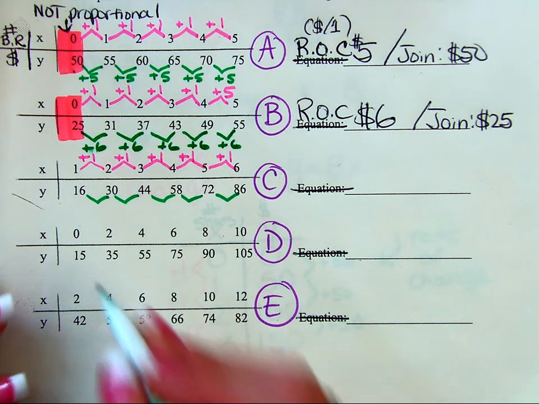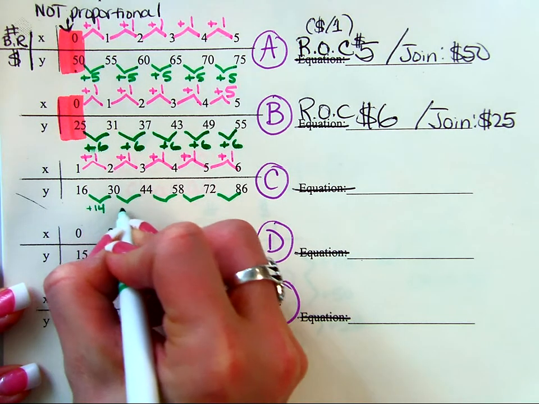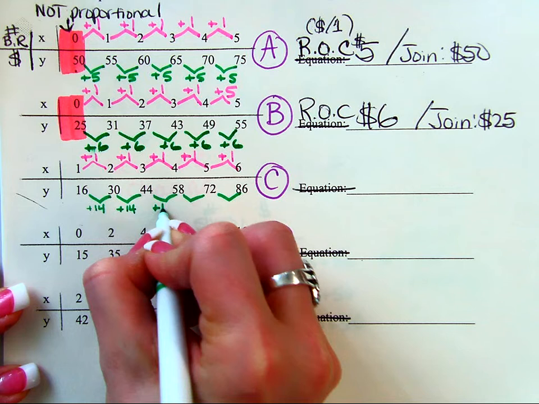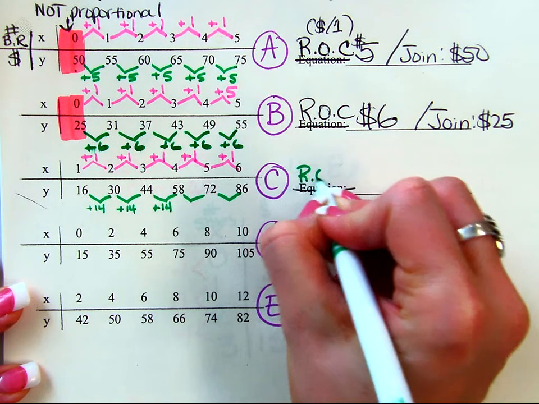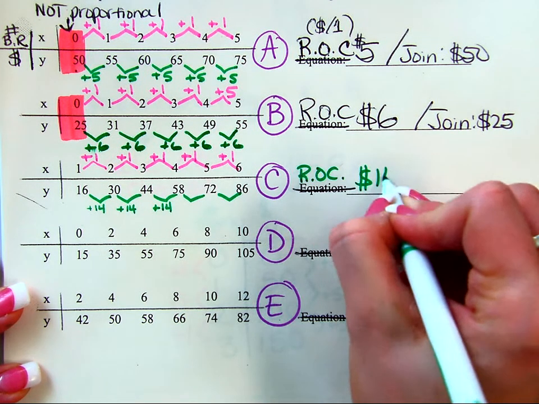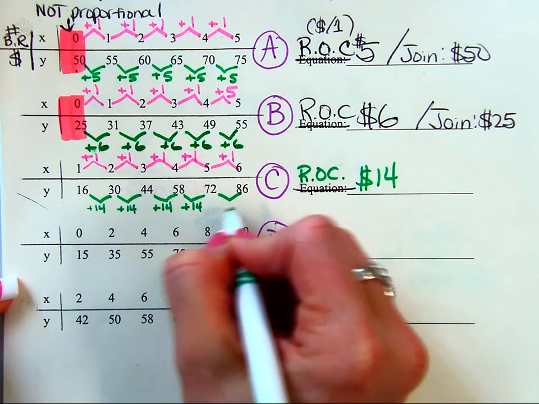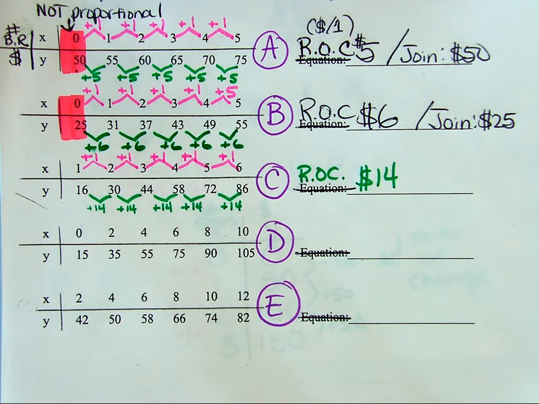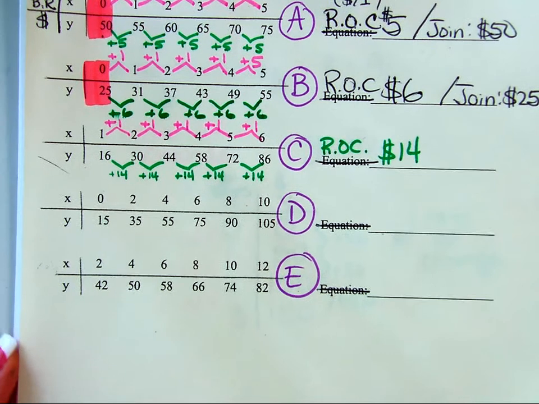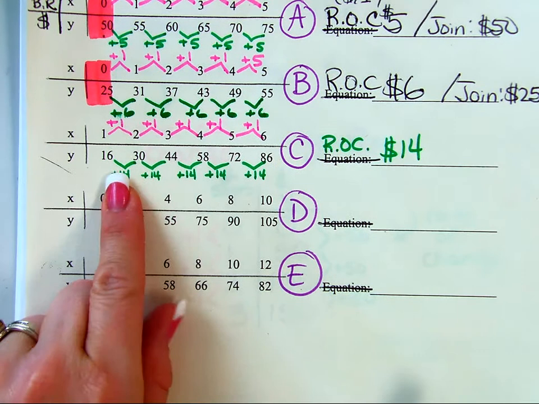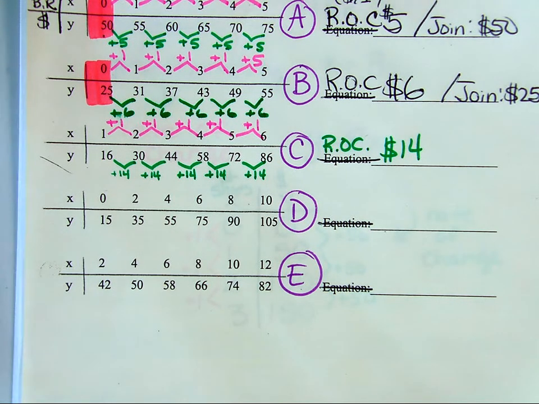Avery? $14. So this is going up by 14. Is it safe to say that my rate of change then is $14 for one DVD or Blu-ray? Yes. Okay. We have to do a little detective work, because the person who owns this store must have been a math teacher in a former life, because they want you to hunt for that fee. They don't come right out and tell you.